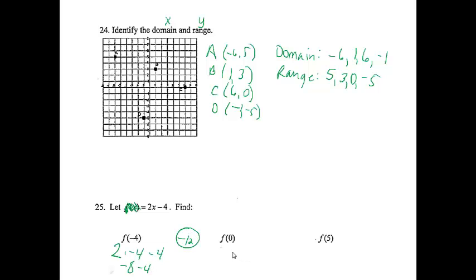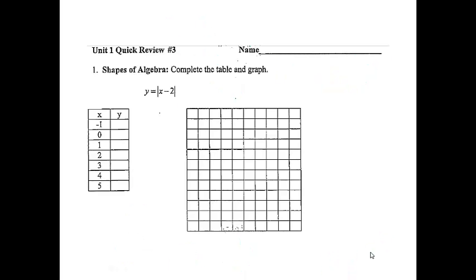Okay, the next one, wherever I see an x, I will put a 0. So 2 times 0 minus 4. 2 times 0 is 0, minus 4 is negative 4. And f of 5, wherever I see an x, I'll put a 5. So I'll have 2 times 5 minus 4. That will give me 10 minus 4, which is 6. And I believe we're done.